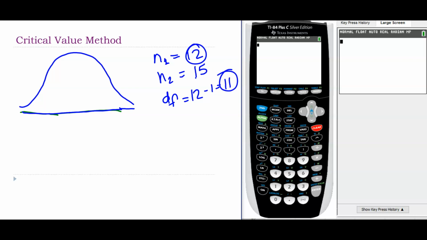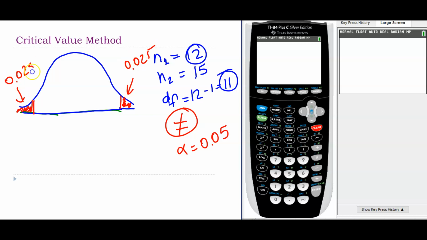Now let's decide where our critical values are located. Our alternative hypothesis had a not equal sign, so our test is a two-tailed test. Our alpha was 0.05. Therefore, in both tails, we will have 0.025 and 0.025. We can use the calculator or table A3.